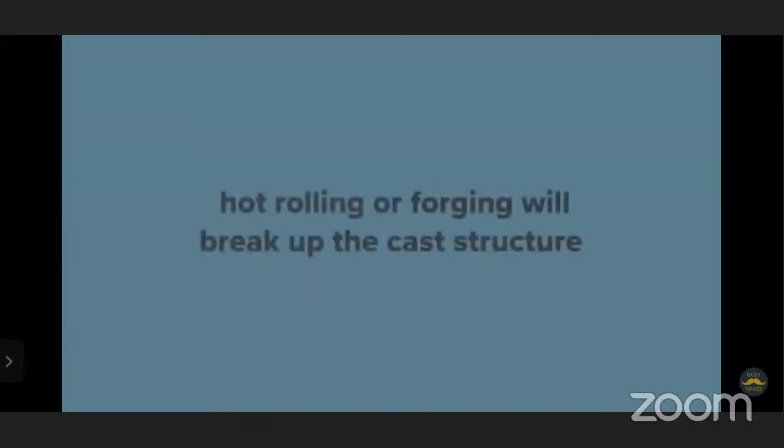In both continuous and ingot casting, the metal solidifies from the outside, progressing towards the center, and thus the ingot's grain structure develops as columnar and points in the direction of solidification. This grain structure development is typical of cast materials. Hot rolling or forging will break up the cast structure and form a smaller, more uniform wrought grain structure.